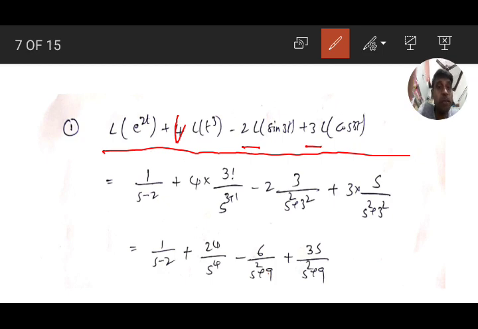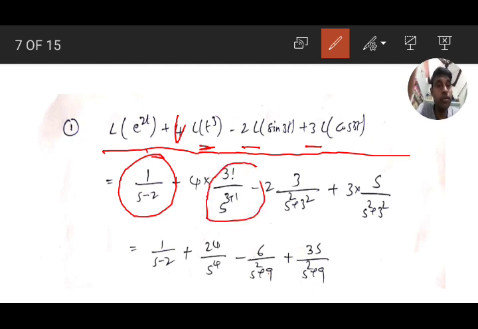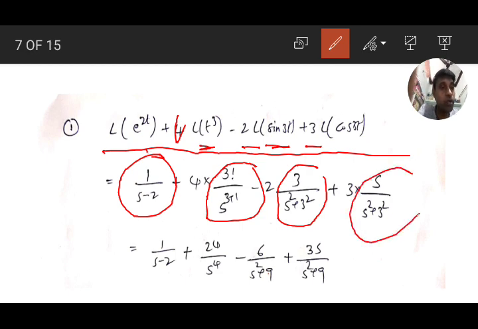By the same formulas, L of e to the power of 2t is 1 by s minus a, here a equal to 2, so we get 1 by s minus 2. Next, the t cube formula, L of t to the n is n factorial by s to the power of n plus 1, where n equal to 3, so 3 factorial by s to the power of n plus 1. The sin at formula is a by s square plus a square, where a equal to 3, so 3 by s square plus a square. Next, the cos 3t formula is s by s square plus a square, where a is also 3, so s by s square plus 3 square.